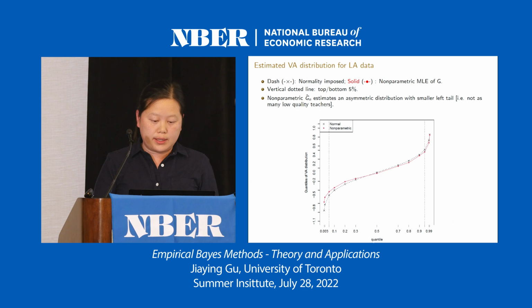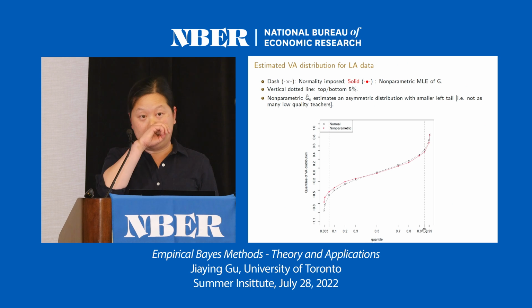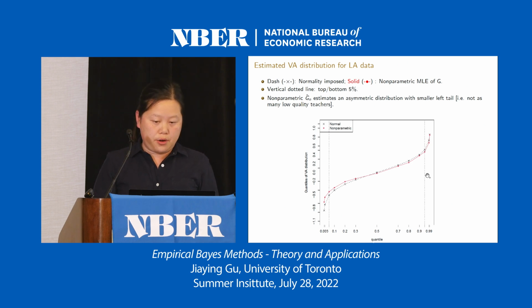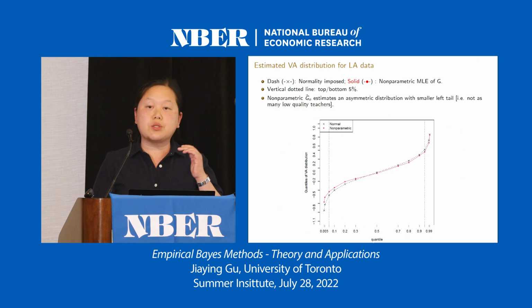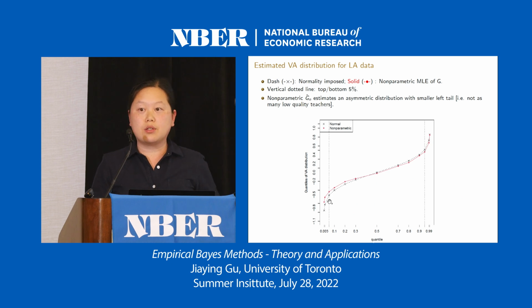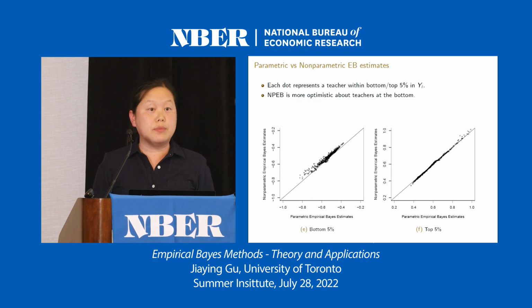On the vertical dotted lines, I mark out the bottom 5% as well as the top 5% quantiles. What we see here is, at least for the point estimator, right, we should talk about inference later on of how to put confidence bands on this. At least for the point estimator, what we see is the non-parametric estimator estimates an asymmetric distribution as well as a much smaller tail than the normal distribution, right? So it thinks that there are not as many bad teachers in the left tail as dictated by the normal assumption. And this did influence how the posterior mean would look.